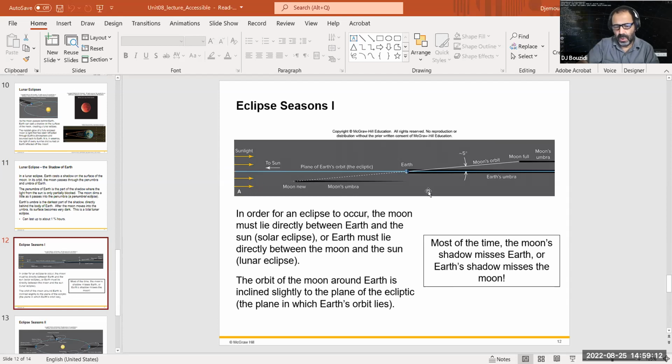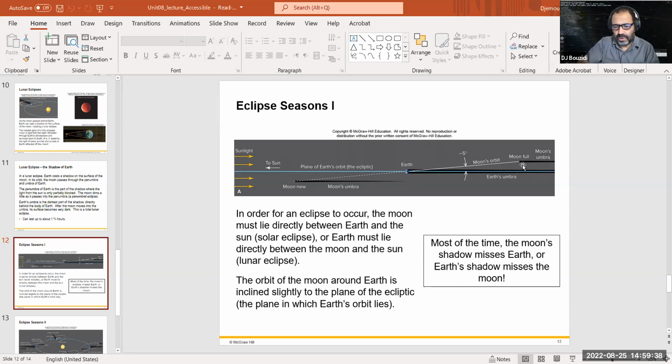For example, when it's a new moon, we don't see a solar eclipse. Why? Because the shadow of the moon is missing the Earth entirely. It's below. That's the moon's umbra. It's missing the Earth completely. So there is no portion of the Earth that is going to see the solar eclipse. If it is on this side, even if it's closer in here, you're not going to have it either. So it has to be within 1 degree to start hitting the Earth.